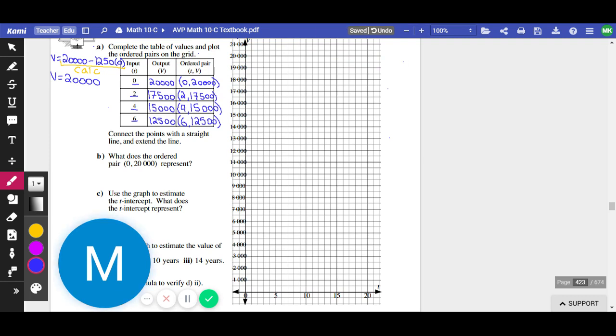Here's our graph. My first point is at 0, 20,000. That means I don't move left or right, and I go straight up to 20,000, and I make a point. Awesome. My second ordered pair is at 2, 17,500. So I go to the right 2, and I go up to 17,500 right there. Halfway between 17,000 and 18,000. And then plot the next one, which is 4, 15,000. And the next one, which is at 6, 12,500. And I end up with those 4 points.